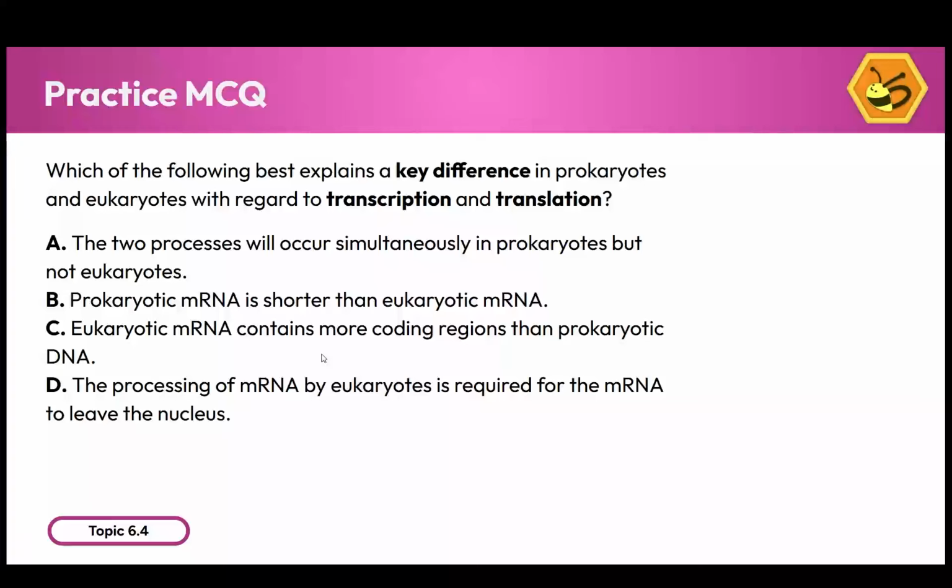Okay, let me read it first. Which of the following best explains a key difference in prokaryotes and eukaryotes with regard to transcription and translation? A. The 2 processes will occur simultaneously in prokaryotes but not eukaryotes. B. Prokaryotic mRNA is shorter than eukaryotic mRNA. C. Eukaryotic mRNA contains more coding regions than prokaryotic DNA. D. The processing of mRNA by eukaryotes is required for the mRNA to leave the nucleus.